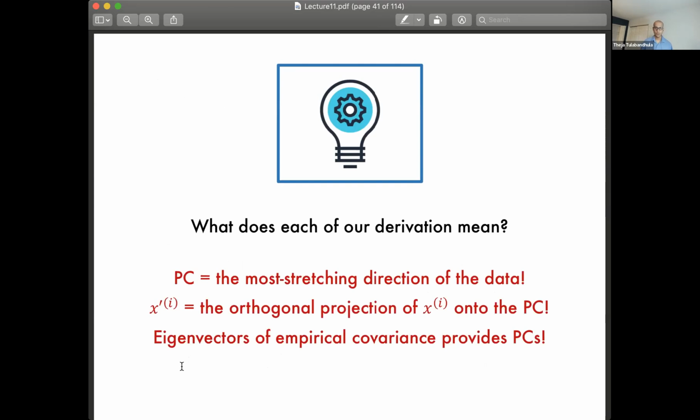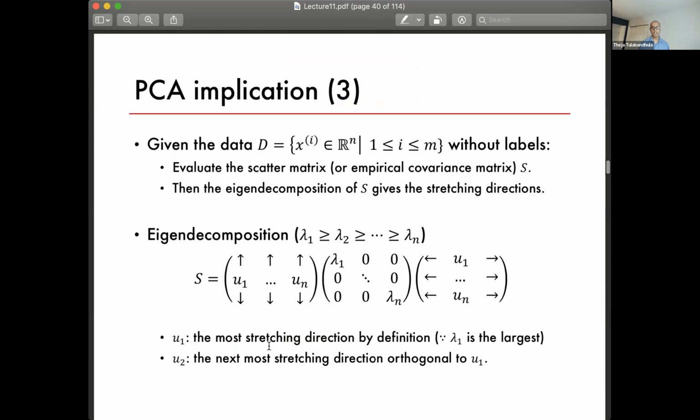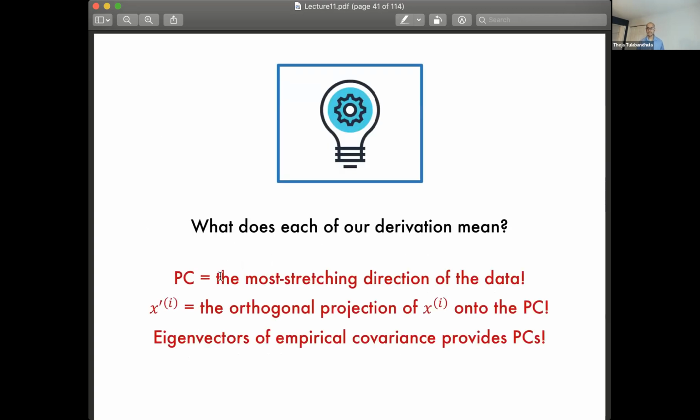So the third point is basically the same as before, except that the eigenvectors of the empirical covariance, whether you take the eigen decomposition of S or of 1/m times S, will still give you the same decomposition. It's just a scaling difference with the 1/m in front, which is a constant. So the eigenvectors of the empirical covariance matrix provide our principal component directions. That's the observation here.